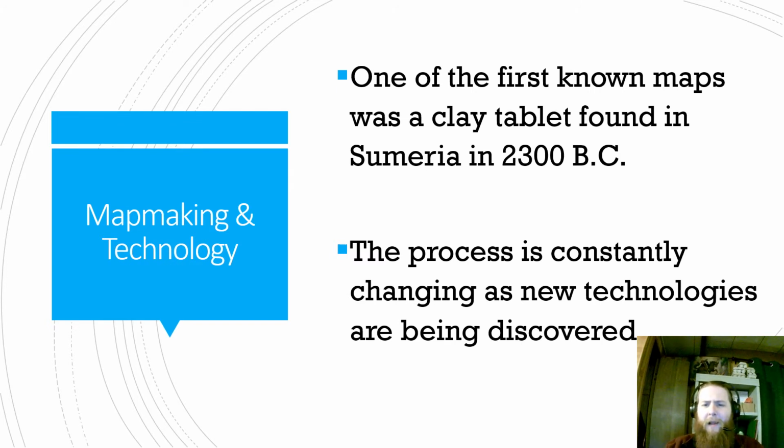So map making is an old thing. We wanted to find our place in the globe and figure out how to get to and from places really early on in human history. One of the first known maps was on a clay tablet in Sumeria in 2300 BC. Once again, this information here is going to be important. And map making is constantly changing and has changed so much in the last 70 years as new technologies have been discovered.